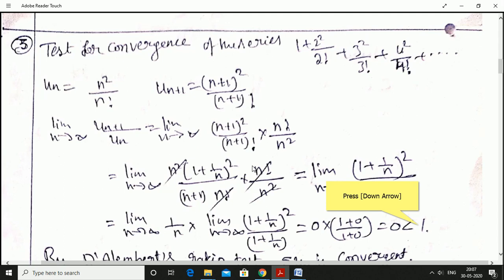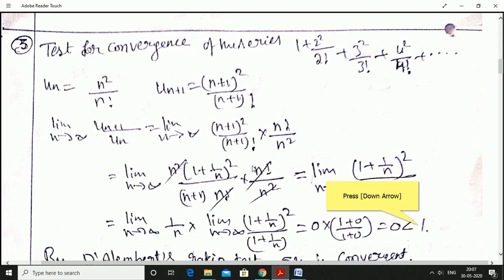Un plus 1 is obtained just by replacing n by n plus 1. Hence, un plus 1 is equal to n plus 1 whole square divided by n plus 1 factorial. Consider limit of un plus 1 divided by un as n tends to infinity. That is equal to limit as n tends to infinity of n plus 1 whole square divided by n plus 1 factorial, into the reciprocal of un, that is n factorial divided by n square.